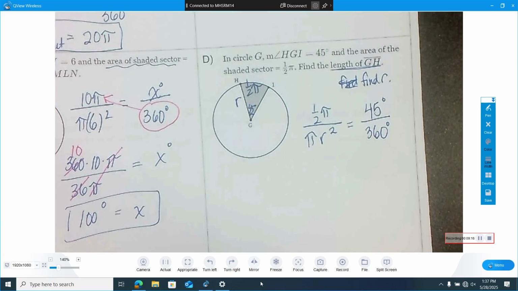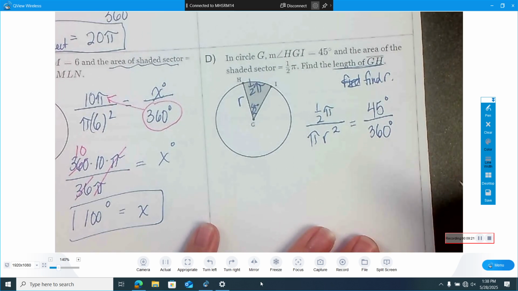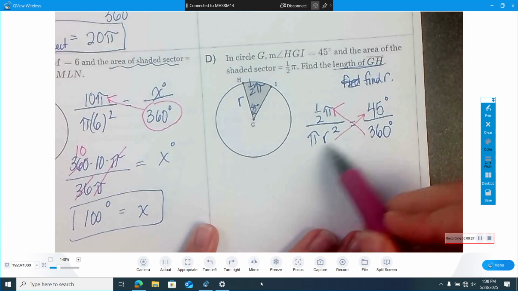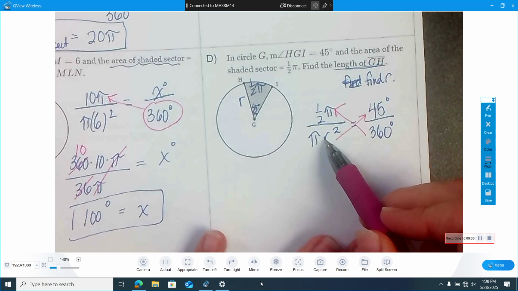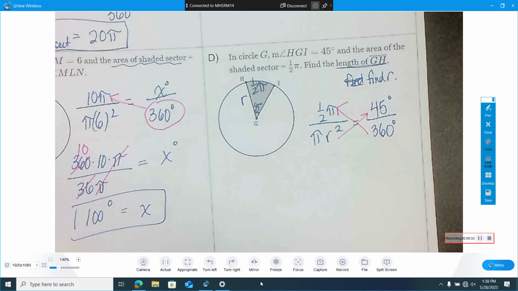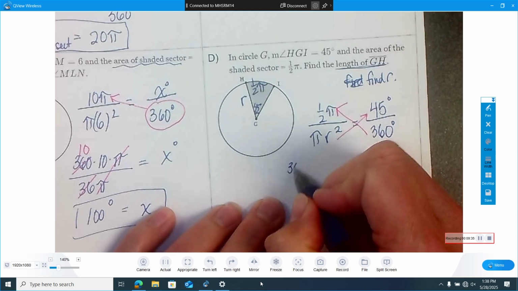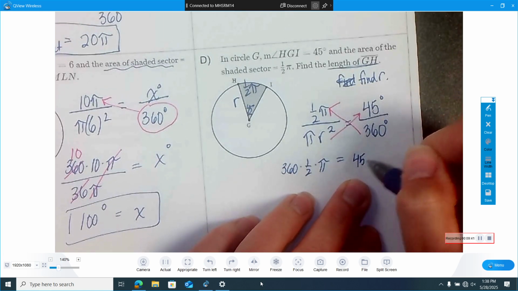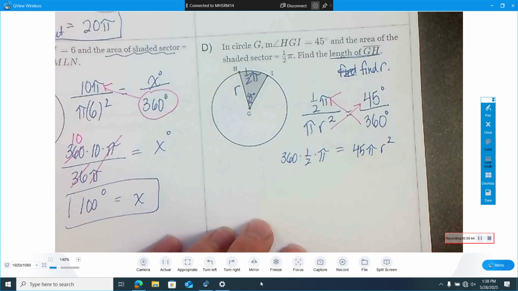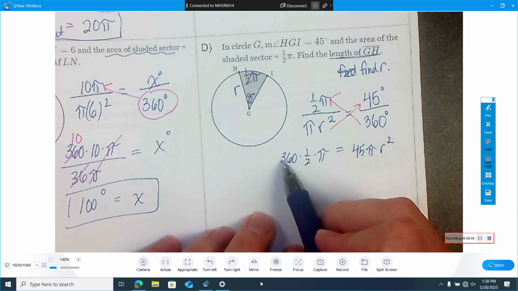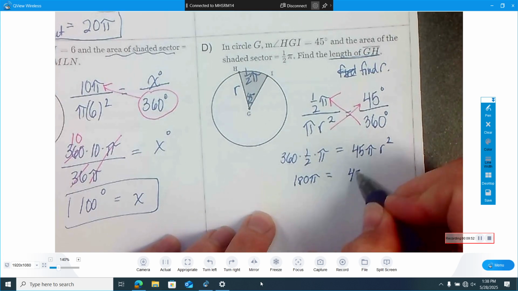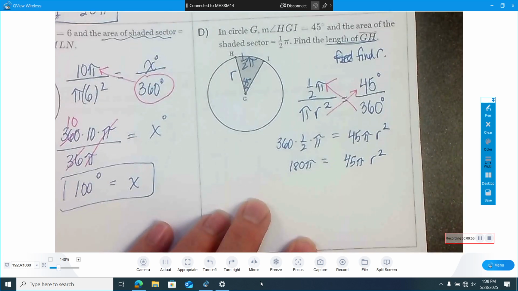All right. Now, how do you suppose we're going to solve this? Cross multiply. This one, we're going to cross multiply because what we're trying to figure out is in the denominator, and that's no good. We have to move it. So we're going to have 360 times 1/2 pi. And on the other side, we have 45 times pi times radius squared. I'm going to clean this up a little. What's half of 360? 180. So we have 180 pi equals 45 pi times radius squared.